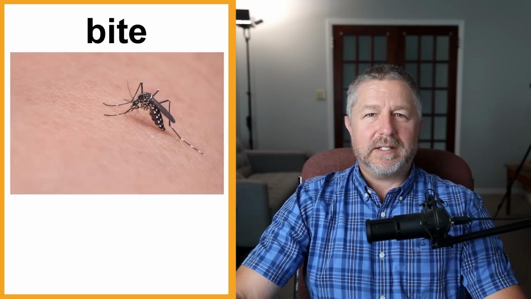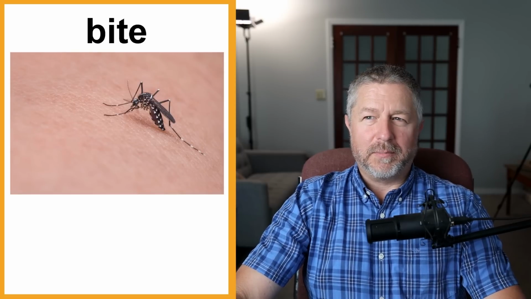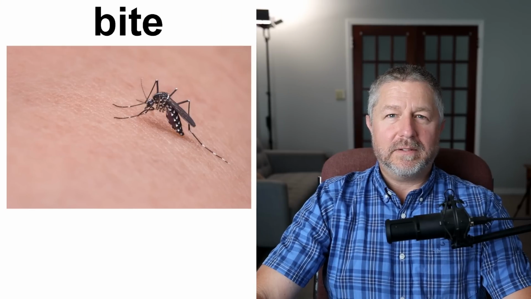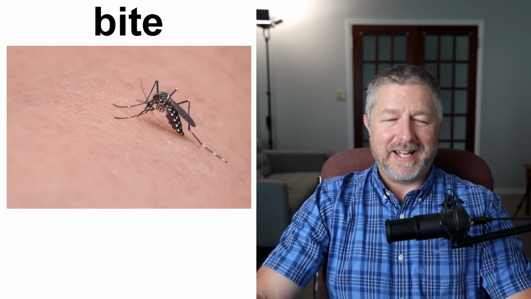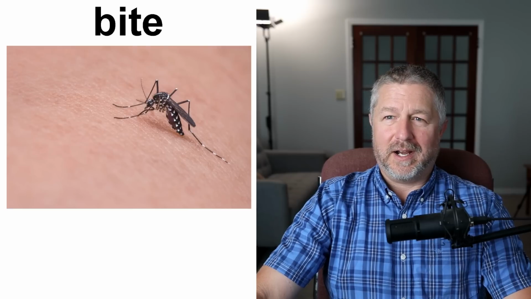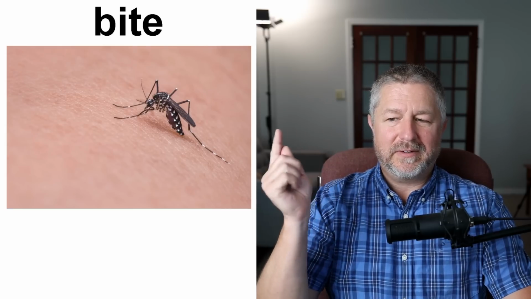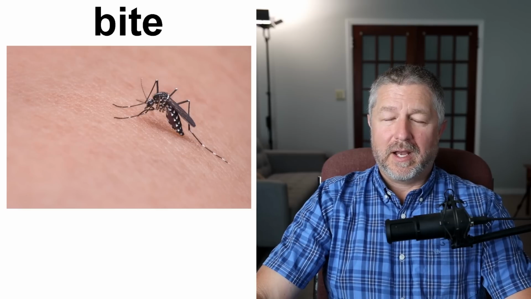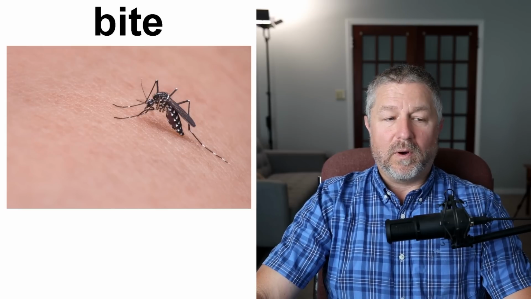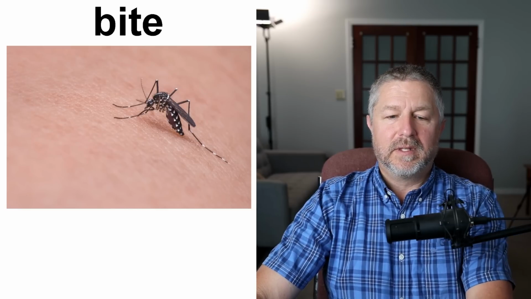And then we have a bite. We talked about this last week or a couple weeks ago. Mosquitoes will bite you, and then you have a mosquito bite. So once again, verb and noun. So the other day I was outside and a lot of mosquitoes were buzzing around. And then I thought, oh, the mosquito is going to bite me. I better go in the house because I don't want to get a mosquito bite.